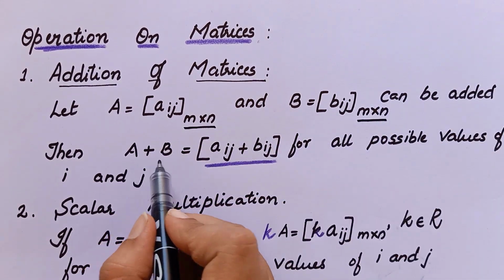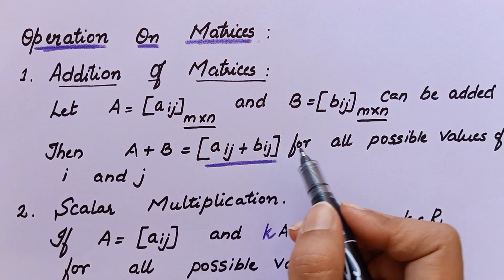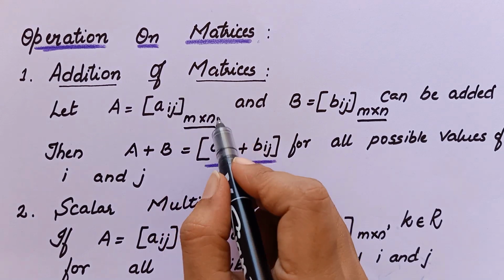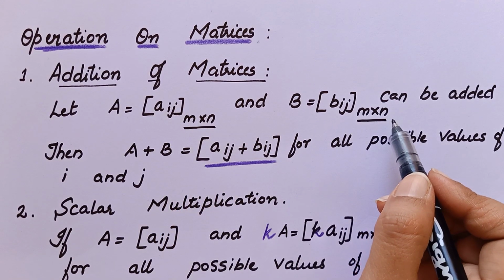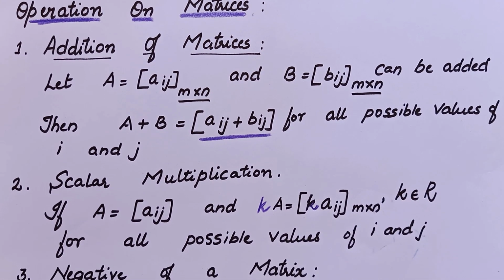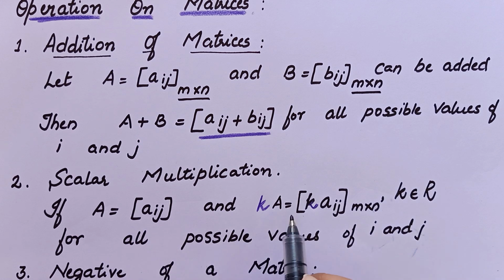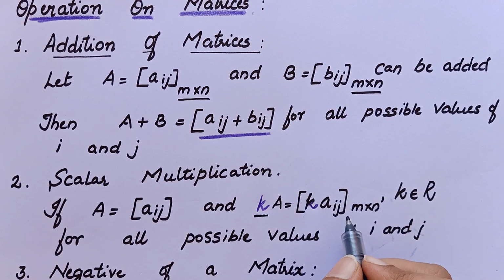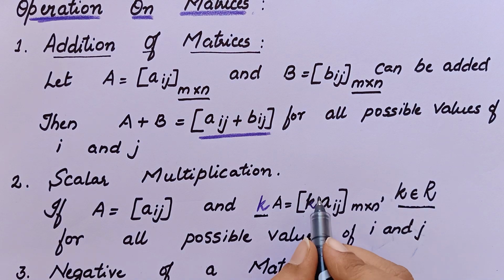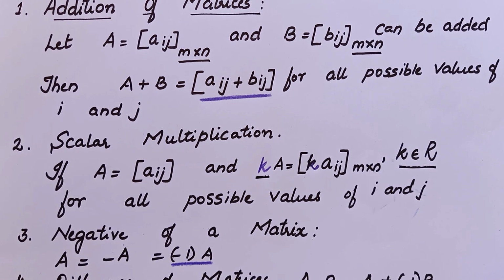You can add the corresponding elements. That is, A11 should be added with B11, A22 should be added with B22, A12 should be added with B12. The corresponding elements can be added if they are of the same order. Then we'll see the scalar multiplication. So here, if A equals Aij and K into A, where K belongs to the real numbers, you can multiply this number with this matrix. Multiplying with each element, you will get a new matrix, for all possible values of i and j.